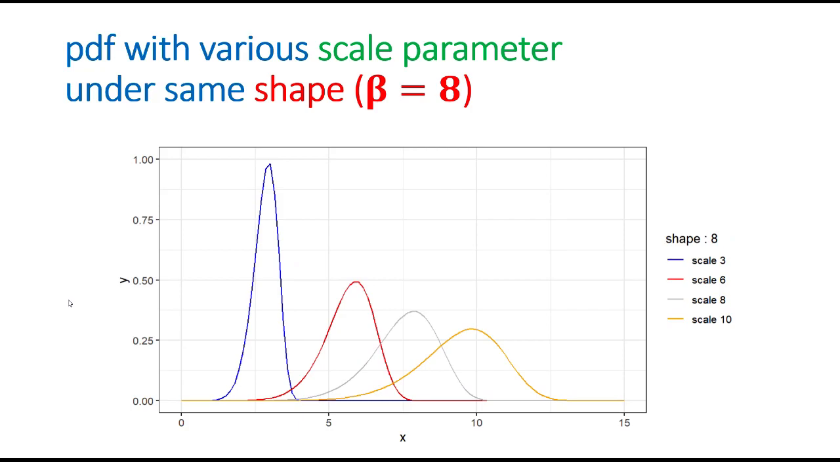Right, this is PDF. While changing the scale parameter with a fixed shape, then we can see this PDF. As you can see, if you change the scale from 3 to 10, then it moves from left to right. Okay, but the highest probability goes down.